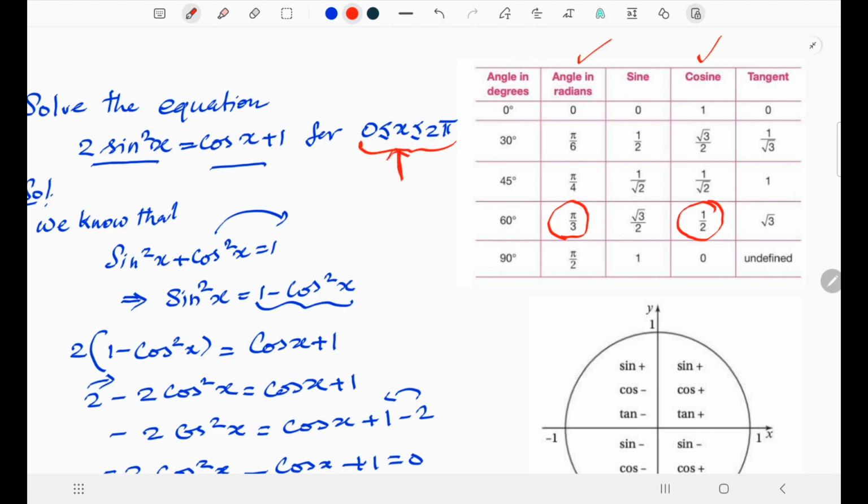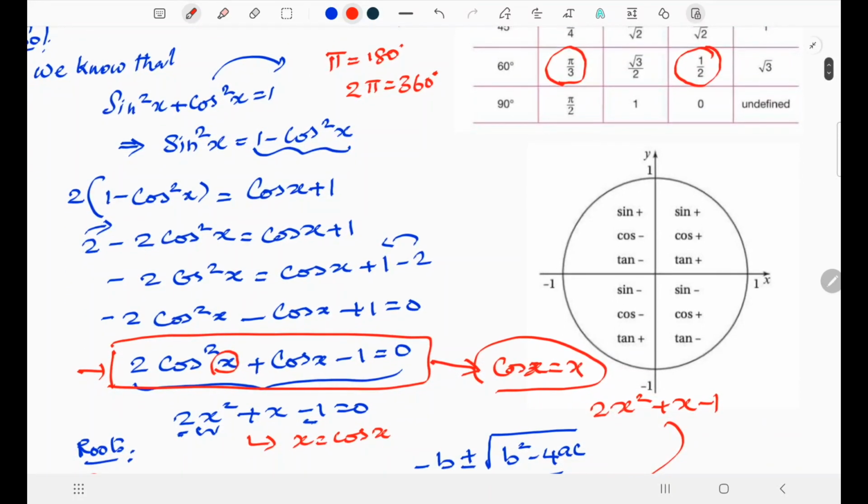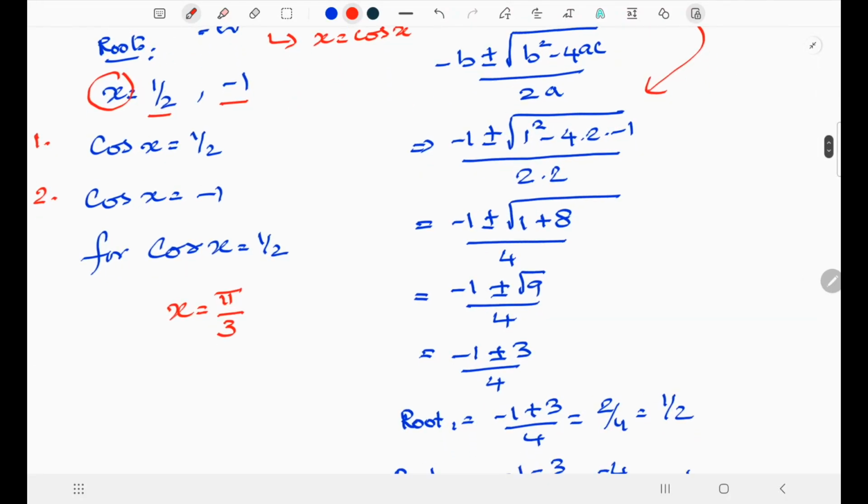to 2 pi. What is 2 pi? 1 pi equals 180 degree. What is 2 pi? 2 pi equals 360 degree. So that means one of the values is pi by 3. Where will be the other one? I will simply draw this one. See here, draw this one.